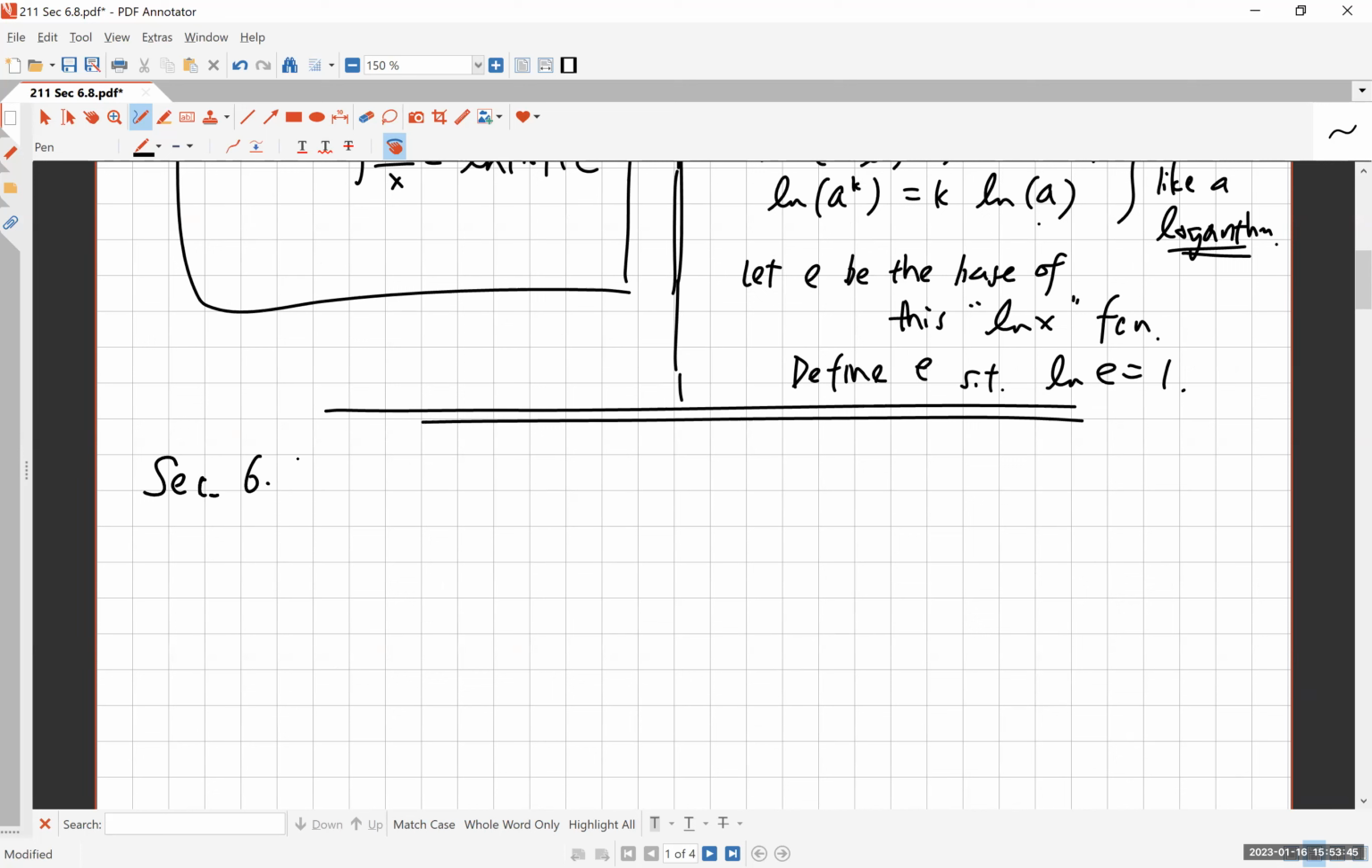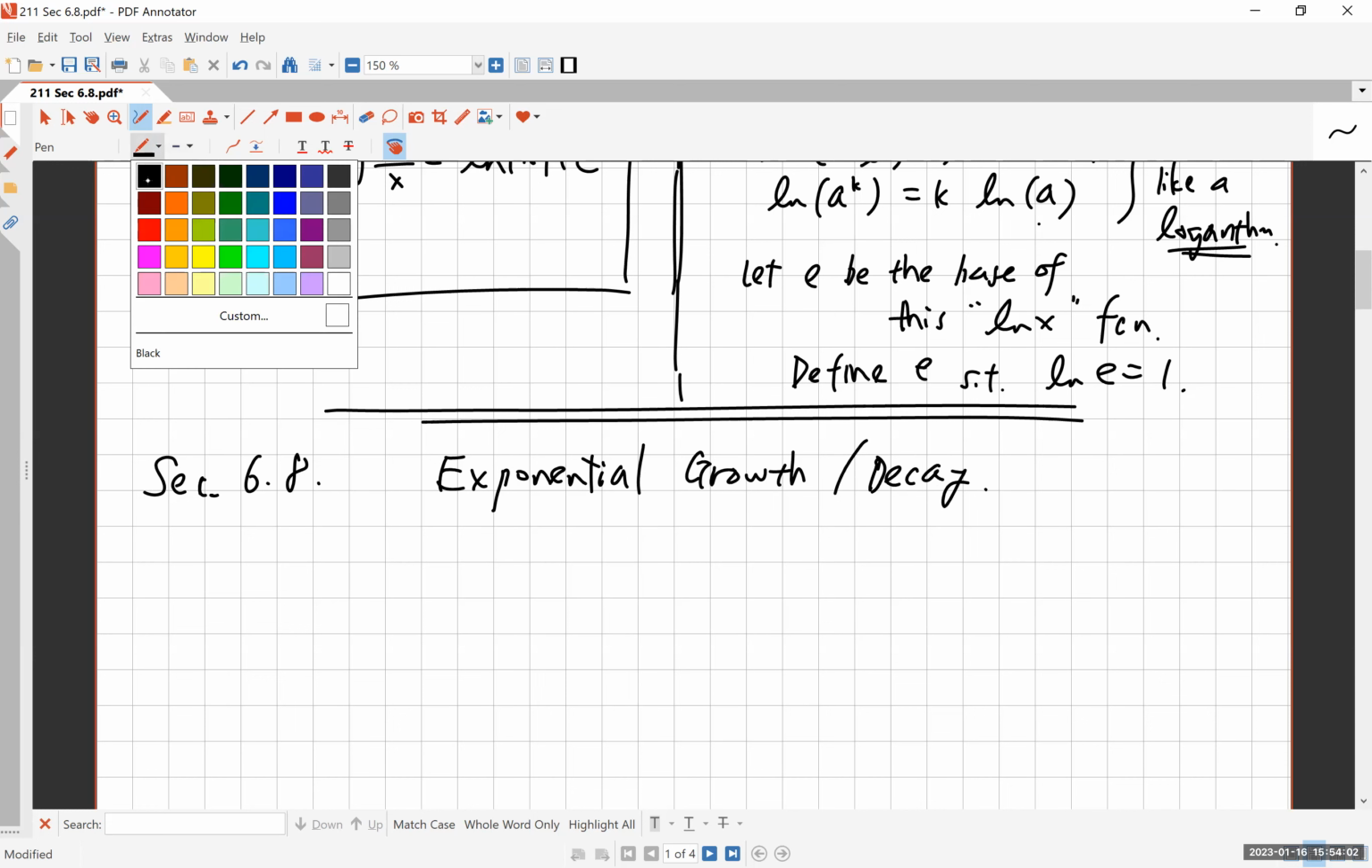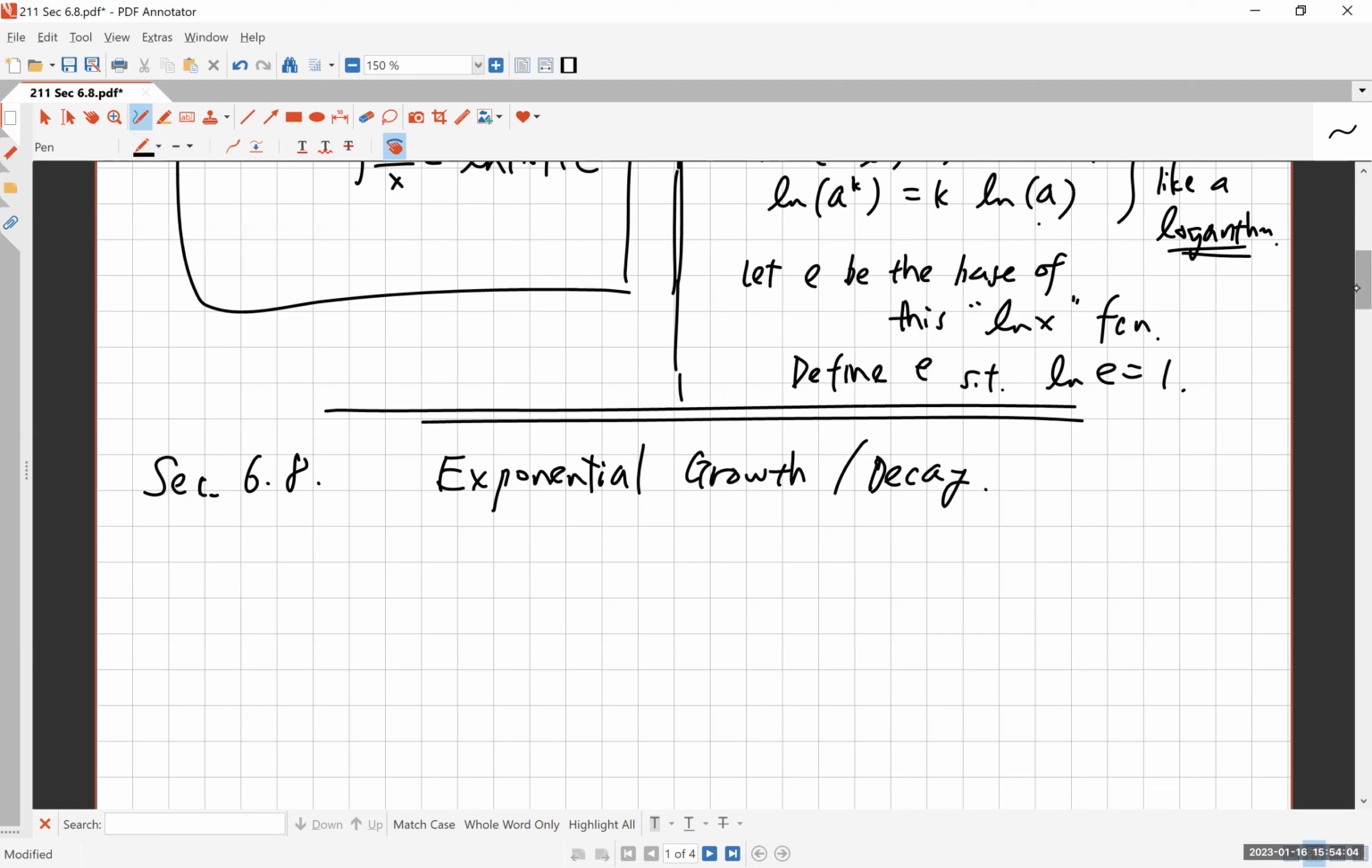again, very quickly discuss what we have in section 6.8. So this is exponential growth and decay. And this introduces you to a big area of mathematics. In fact, a huge application area of calculus called differential equations. Right? So you have this quantity Q, which changes with respect to time.